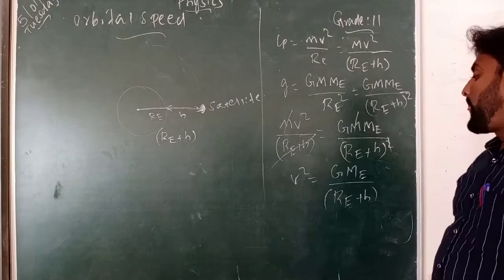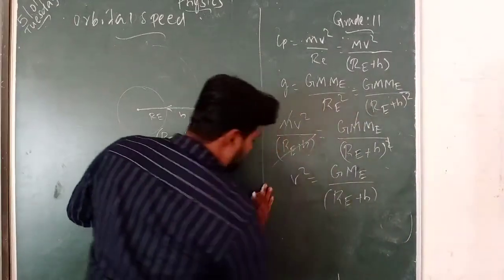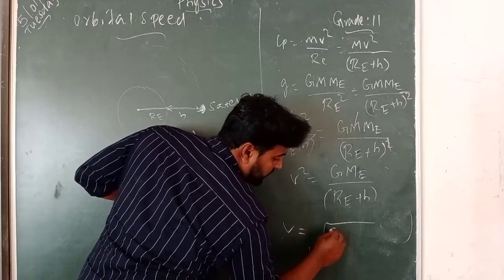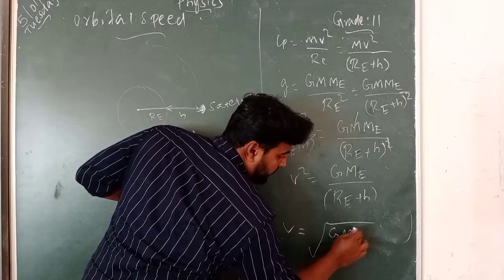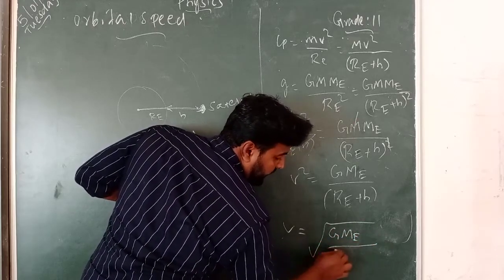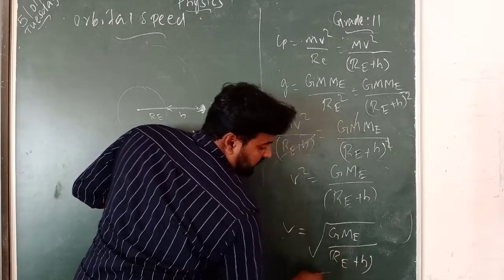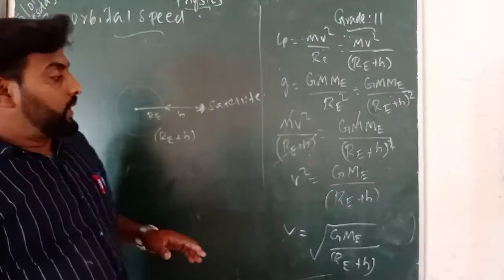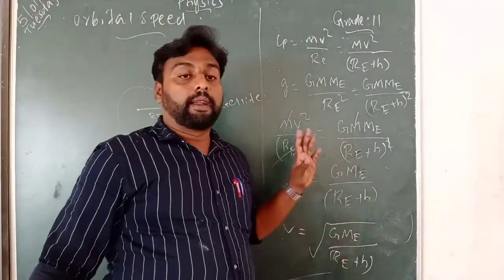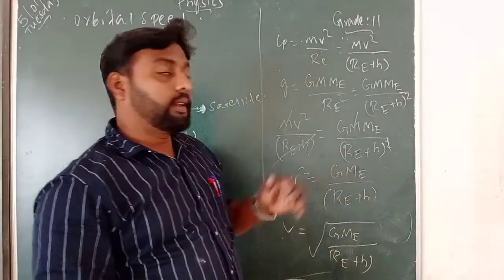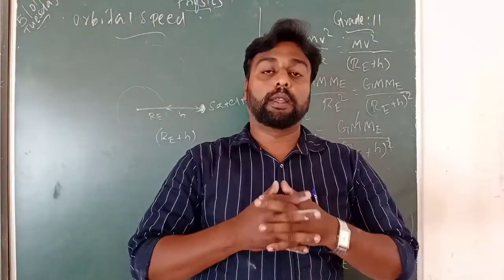Now v is equal to root G m e by Re plus h. So this is the orbital speed of a satellite. So how are you finding this? This is one small 3-mark question.